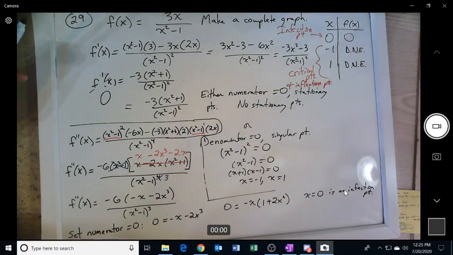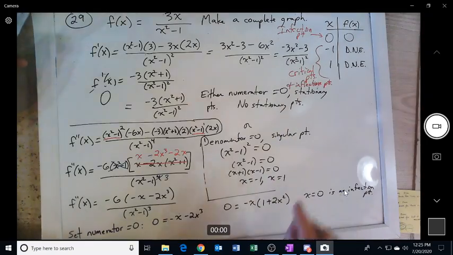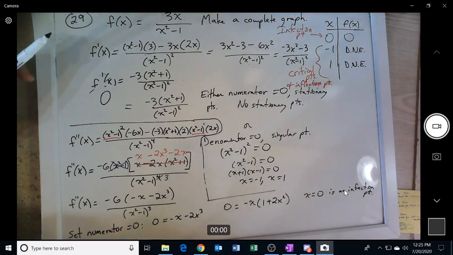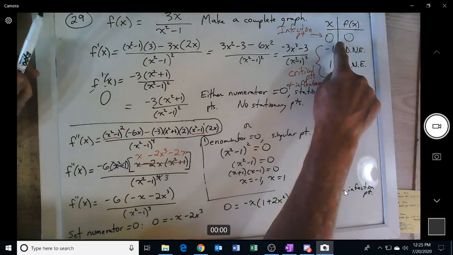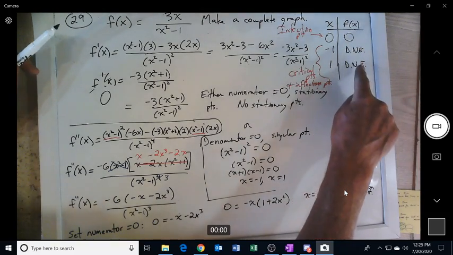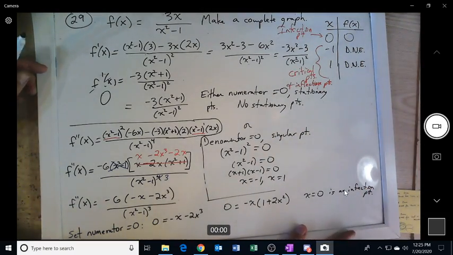Okay. And the only has 3 things in our master table, and 2 of them do not exist because they're vertical asymptotes.